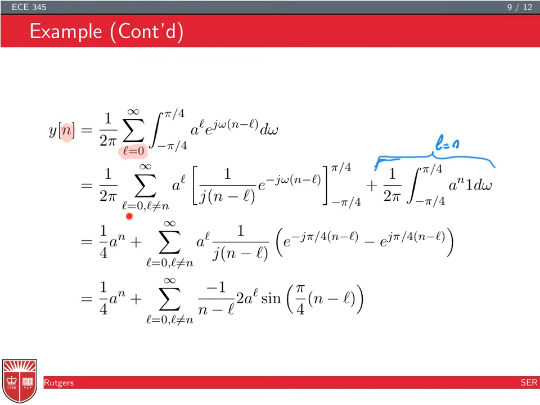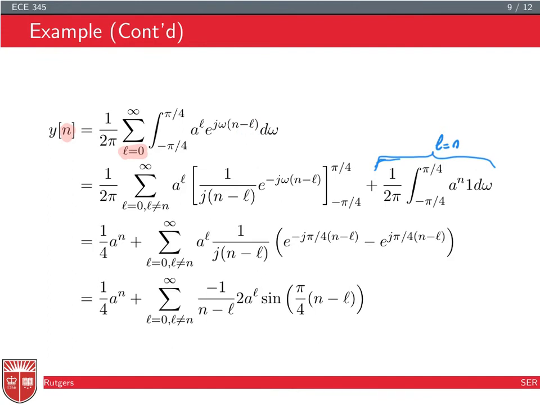So this is the summation over all L different than n, going from 0 to infinity. This is going to become a of L, and the integral of e to the j omega (n minus L), it's an exponential, so the integral is easy. What you get here is 1 over j(n minus L) e to the j omega (n minus L). You can see here that you have to divide by n minus L, and if n equals L, you cannot do this. Like I said, this case only exists if e to the j(n minus L) is not 1.